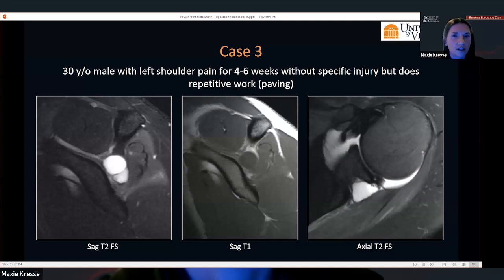Okay, next case here. So case number 3. This is a 30-year-old male, left shoulder pain for 4 to 6 weeks, no injury, but he does do repetitive work. So you can type in the diagnosis here if you have it.